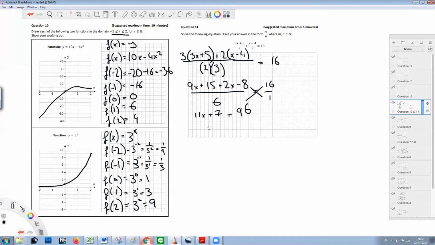And then that 7 is going to come across. It's going to be 11x equals 96 minus 7. That's going to be x is equal to 89 over 11. So 96 minus 7 is 89, and then dividing both sides by 11. So if you can imagine that side was divided, this was divided by 11. So x is equal to 89 divided by 11. That's that question done.